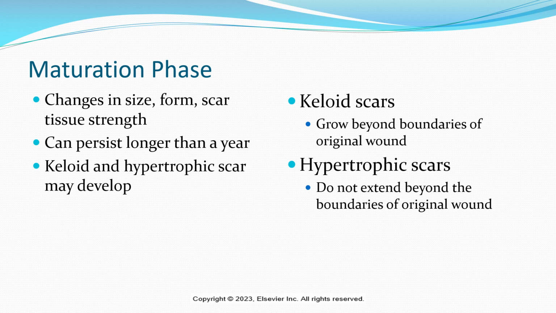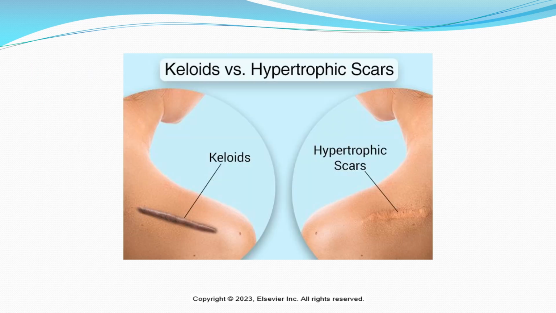We can also start to see the formation of keloid and hypertrophic scars. So what are those? Keloid scars are basically scar tissue that grows beyond the boundaries of the original wound, and we'll look at a picture here in a second. And hypertrophic scars typically do not extend beyond the boundaries of the wound, but you're going to see what these look like here in just a second.